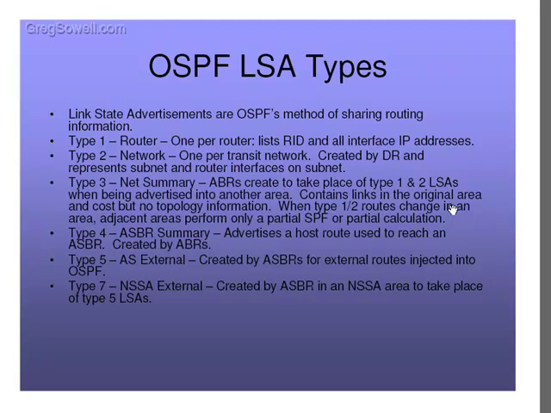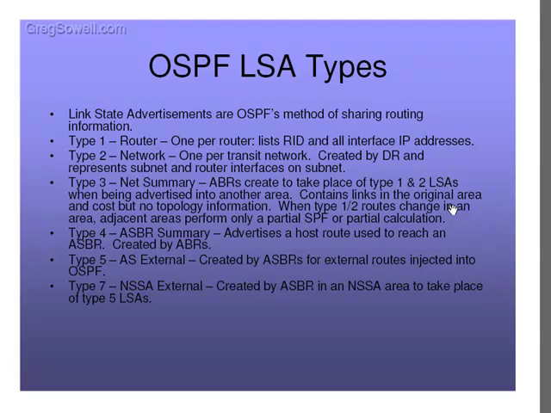Link state advertisements are OSPF's method of sharing routing information. Type 1 is considered router. One per router, it lists the router ID and all interface IP addresses. So if I've got an Ethernet 1 interface in area 0, it's going to create a type 1 and shoot that over to the DR, and it's going to list its router ID and all its IP addresses on interfaces in that same area.